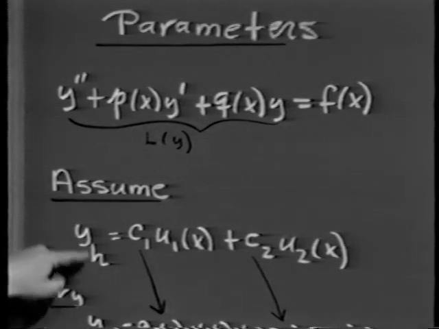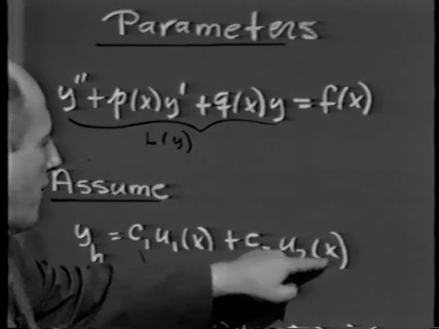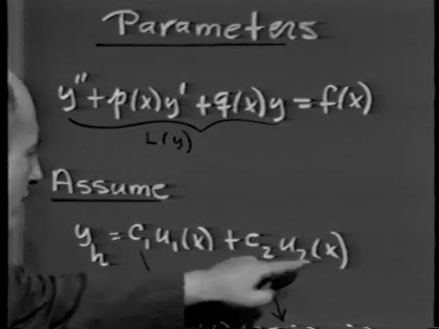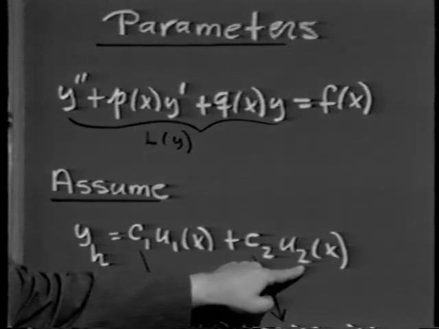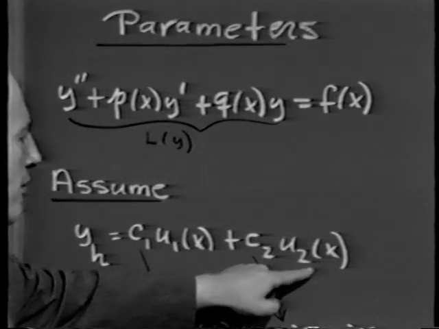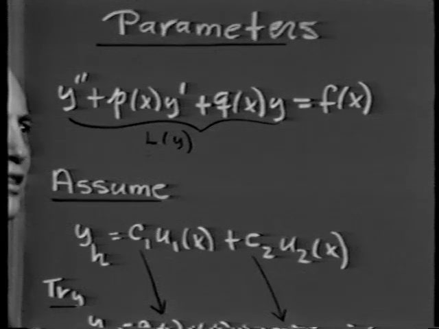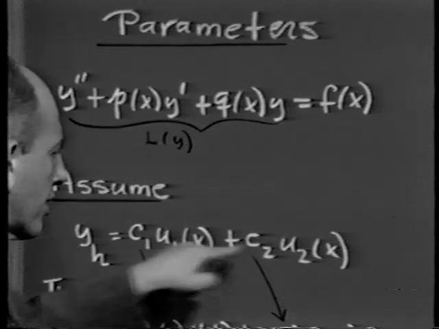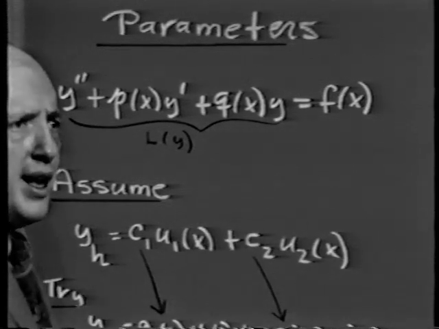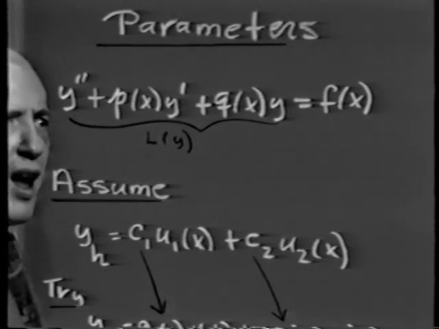In other words, y sub h is c1 u1 of x plus c2 u2 of x, where, again, by way of review, u1 and u2 are linearly independent solutions of the homogeneous equation, meaning that u1 and u2 are solutions of the homogeneous equation, and they are not constant multiples of one another. That's going to play a very crucial role, that they not be constant multiples of one another, in our punchline in proving how the method of variation of parameters works.